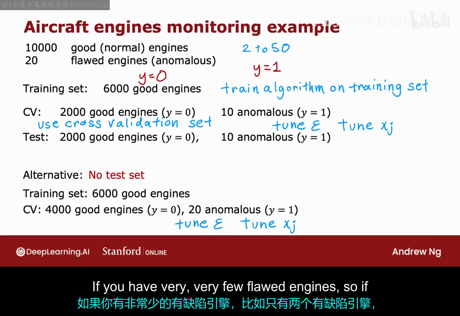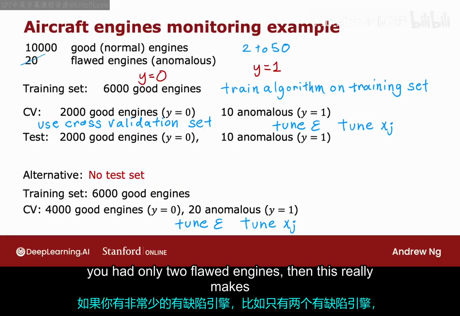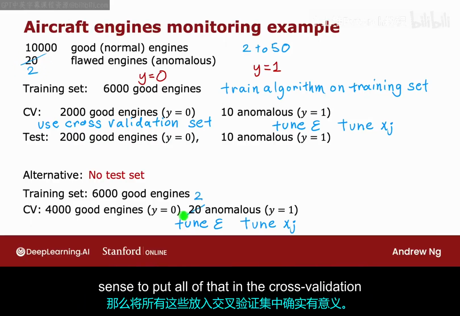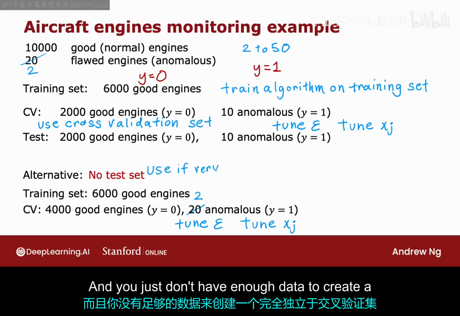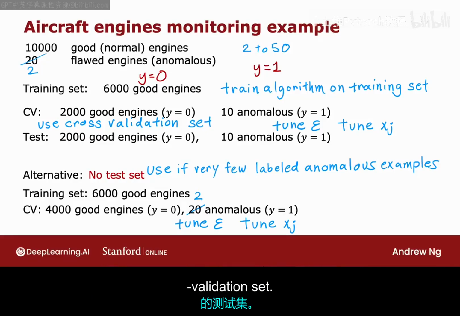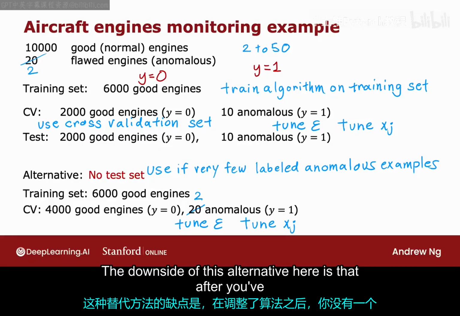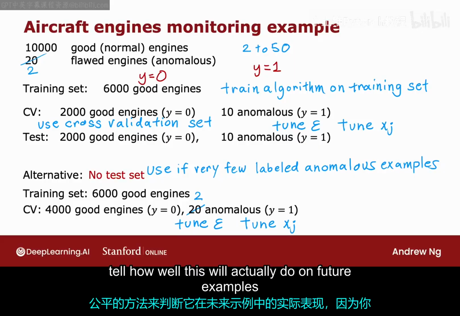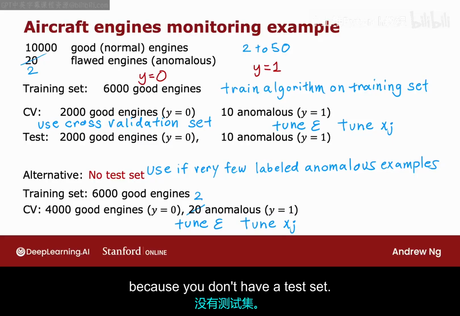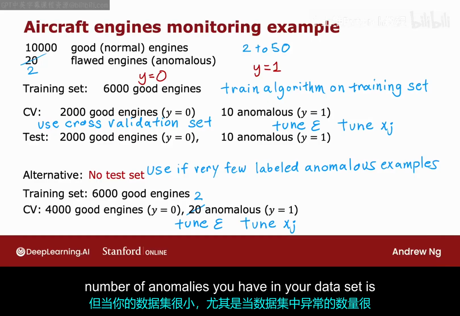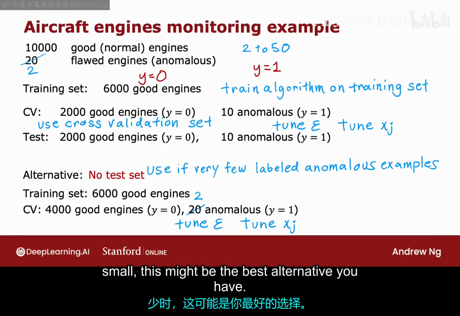If you have very, very few flawed engines, so if you had only 2 flawed engines, then this really makes sense to put all of that in the cross-validation set. And you just don't have enough data to create a totally separate test set that is distinct from your cross-validation set. The downside of this alternative here is that after you've tuned your algorithm, you don't have a fair way to tell how well this will actually do on future examples because you don't have a test set. But when your data set is small, especially when the number of anomalies you have in your data set is small, this might be the best alternative you have.